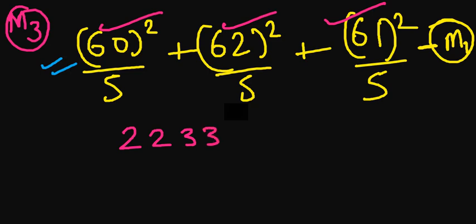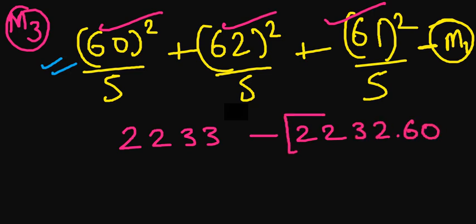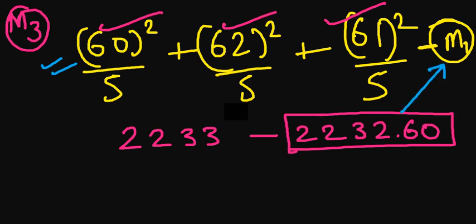2233 minus what? 2232.60, because we calculated M1 in our first step. In the very first step, we calculated our M1, 2232.60. Now we just have to subtract it from 2233. What we will get is simply 0.40.